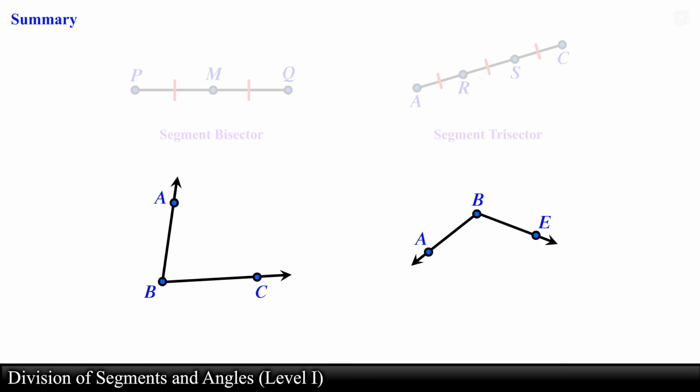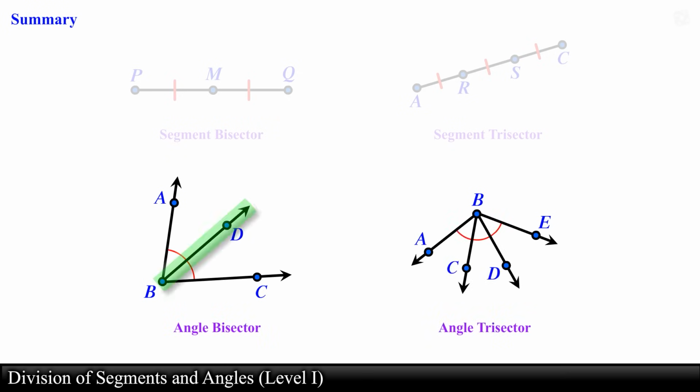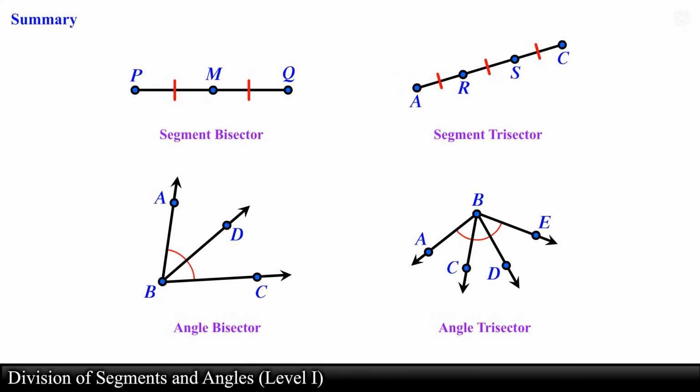The special ways to divide angles include angle bisectors and angle trisectors. Angle bisectors divide an angle into 2 congruent adjacent angles. Angle trisectors divide an angle into 3 congruent adjacent angles. Alright, in our next video, we will start applying these new concepts and go over some basic examples.